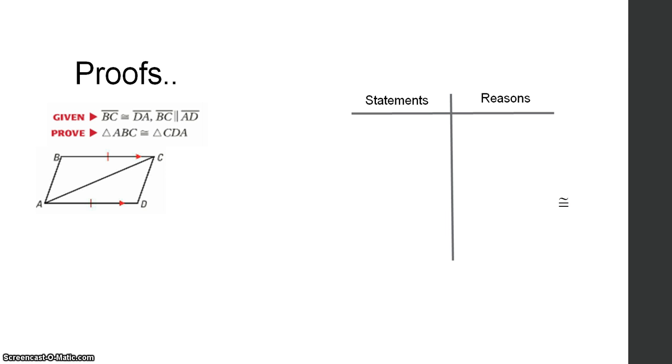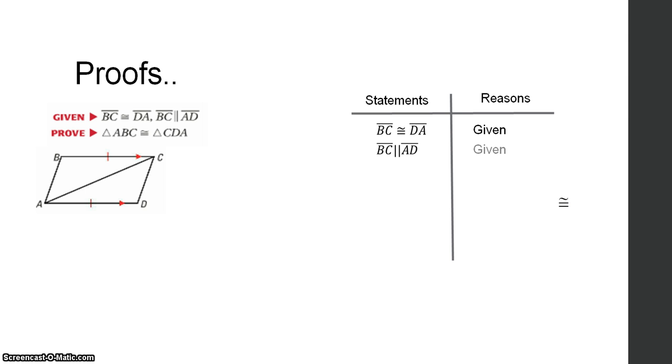So what we're going to do is go through and do two proofs. So let's start with this first one. Let's go ahead and start our statements. We're trying to show that this triangle here is congruent to this triangle down here. So we always start with our givens. So our first given was that segment BC is congruent to segment DA. And the reason is given because that was told to us. We're also told that segment BC is parallel to segment AD, and that is also given to us.